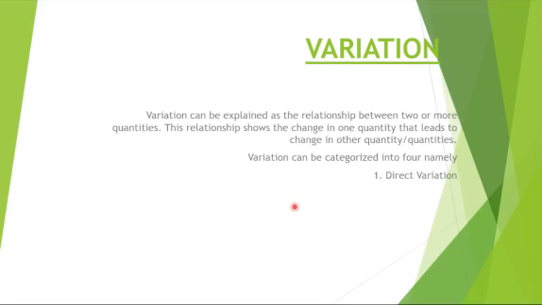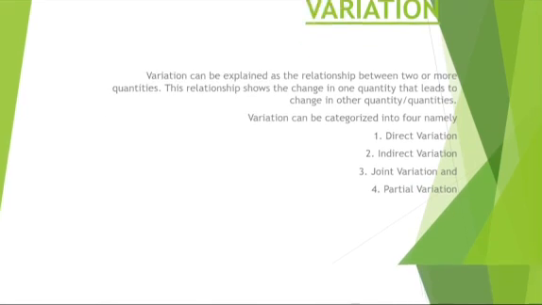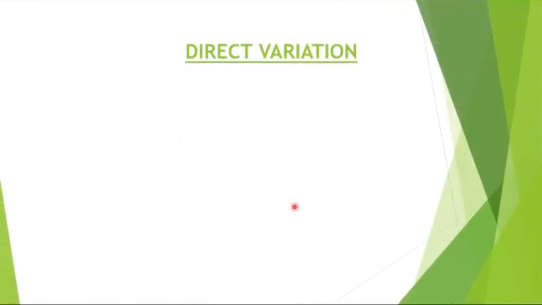So there are four categories. Number one, direct variation. That is what we are going to deal with in this video. Number two, indirect variation, or what you call inverse variation. Number three, joint variation. And four, partial variation. So we move ahead now to direct variation.